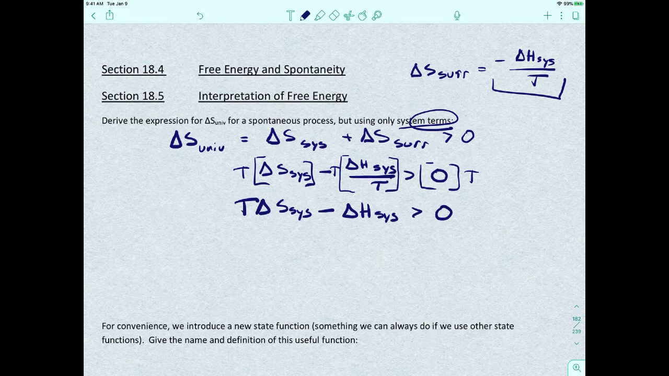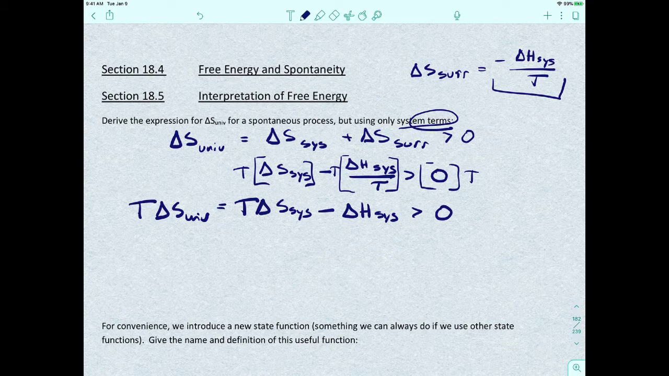And this is still equal to the change in entropy of the universe, which we also have to multiply by T. So there it is.